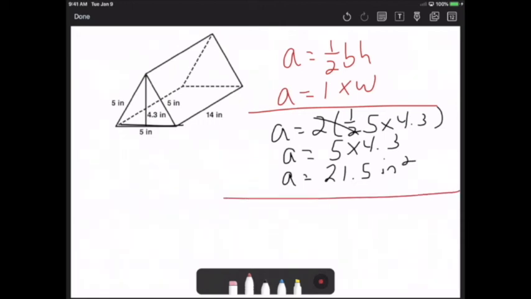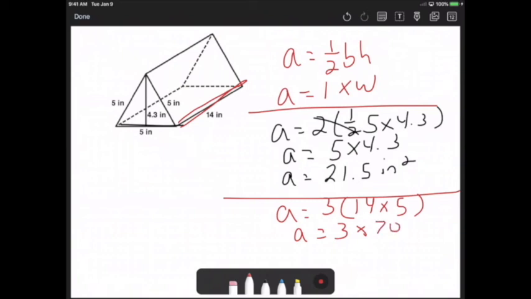So let's do our rectangles. Area equals, there's 3 of them, times length times width. Here's the length, which is 14. So it's 14 times 5, which is 70. So 3 times 70, and then we have area equals 210 inches squared.